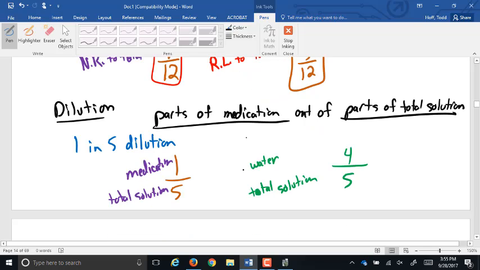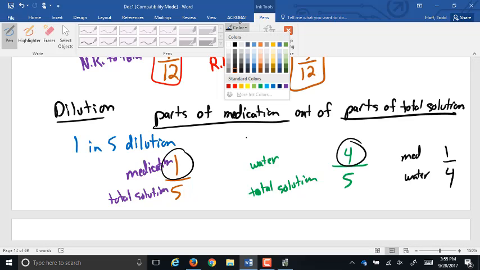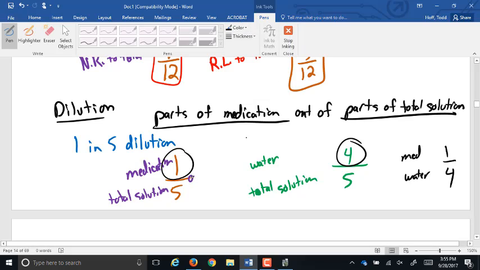Now we could also do the medication to water ratio. Of course, there's 1 part medication to 4 parts water. That one's a little bit harder to pull out of there, but you're just taking the individual pieces. Of course, this one would be 1 out of 5. This would be 4 out of 5. This is 1 to 4, because one is not included within the other.